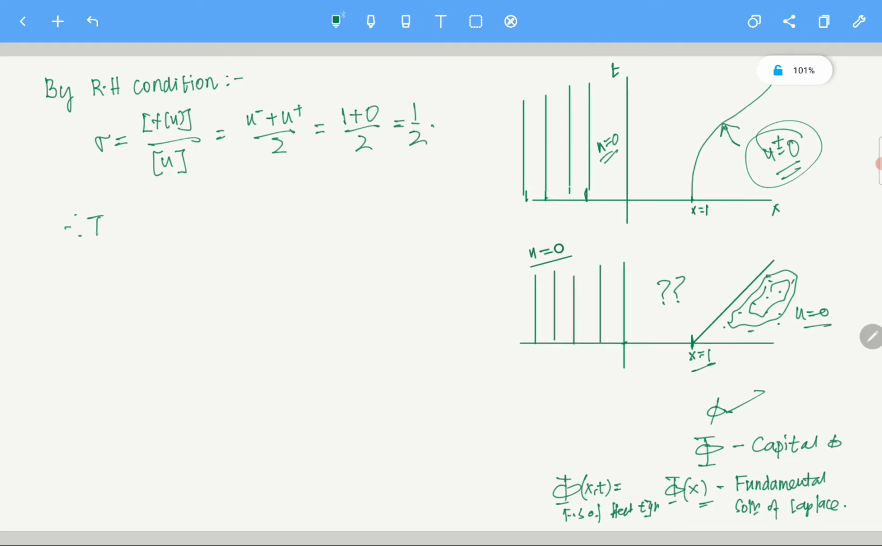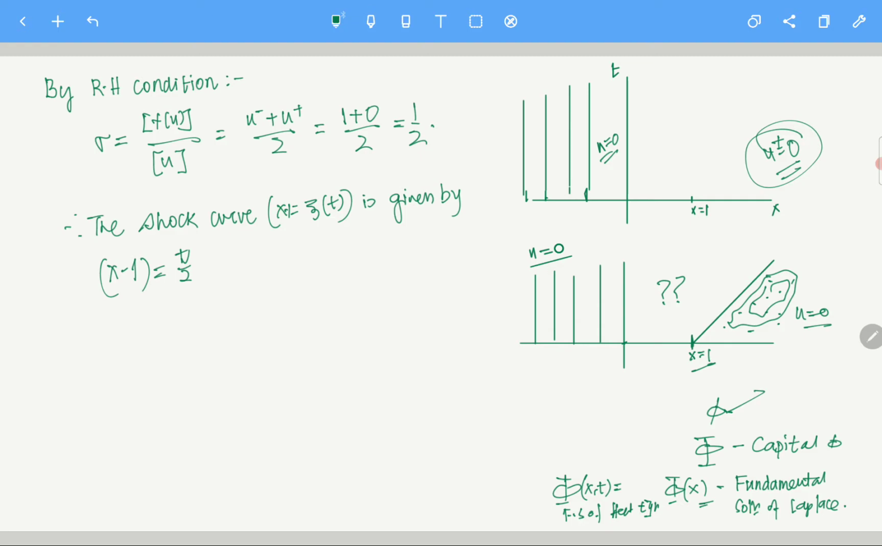So therefore the shock curve, how do I put it? Basically our curve x equals xi of t. If you remember, the shock curve here is not x, it is x minus 1, because it starts from 1, right? So it means x minus 1 equals half t, sigma t. That's the shock curve. If you remember, sigma is the slope of that. So the slope is fixed at half, and this shock curve will look something like this.